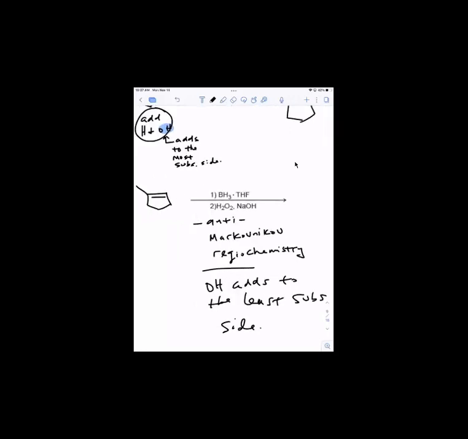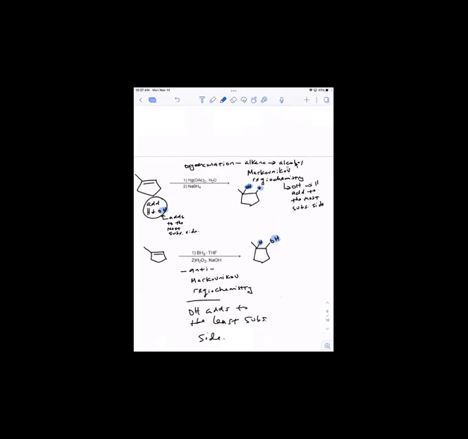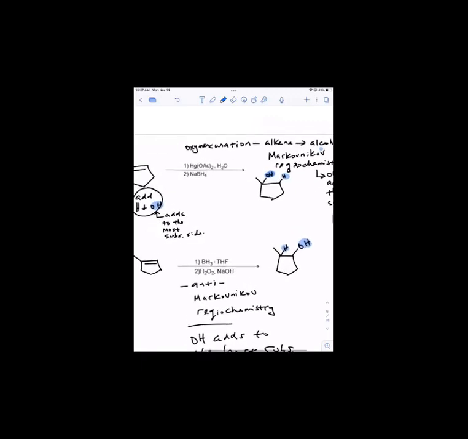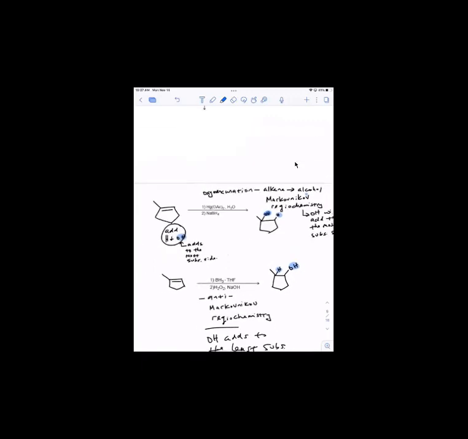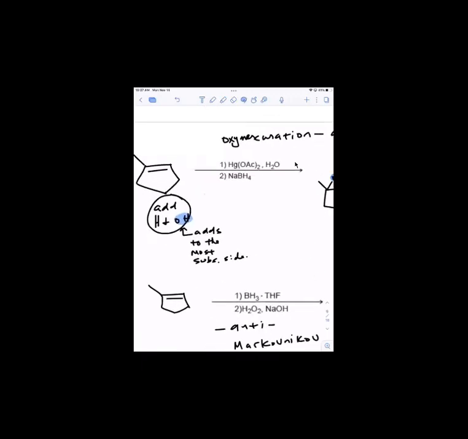Right, so H is going to one side, OH is going to the other side. So here, my product is going to look like this now. OH is here, H is here. But the essence, again, because this mechanism is very involved, even if you don't know the mechanism and all the arrows, the essence is basically adding water to that alkene. You add H to one side and OH to the other side. Let me copy this right here.